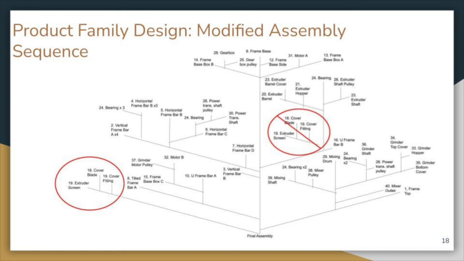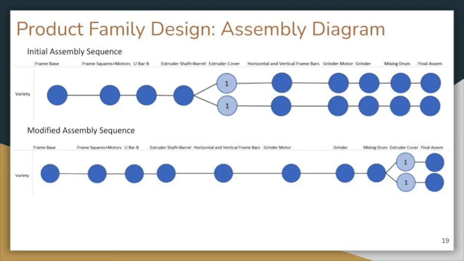And then for our modified assembly sequence, we moved the blade cover, extruder screen, cover fitting to the end of our assembly, which leads to delayed differentiation as shown in our second modified assembly sequence, as the first one has the midpoint being the choke point of being able to build and then waiting to determine which one we want, while in the second modified sequence, we can build all of our assembly up until the end cover.